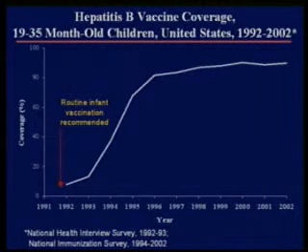Notice that the coverage for hepatitis B vaccine, once routine infant vaccination started, is really very good. It's the year 2002, really very good. It's almost like 80, 90%. This is CDC data.